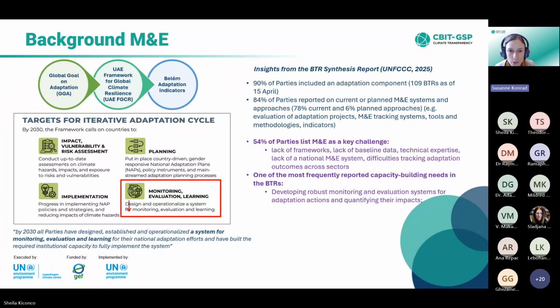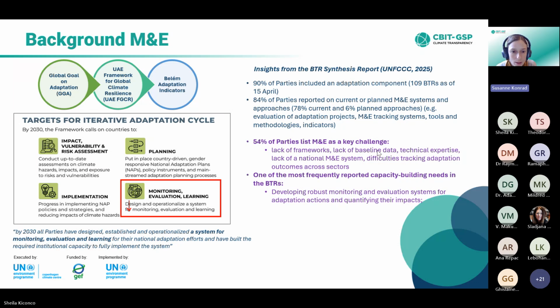Adaptation is, of course, a very important area for most developing countries and African countries in particular, which can also be seen in the first BTRs, where most countries have actually included the adaptation component, even though it's a voluntary reporting element. According to the BTR synthesis report by the UNFCCC that was published not so long ago, 90% of parties actually included an adaptation component in their first BTR, which is a really important sign and really shows that it's of high priority to parties. And out of these 90%, actually 84% of parties included information on their planned or current M&E systems and approaches.